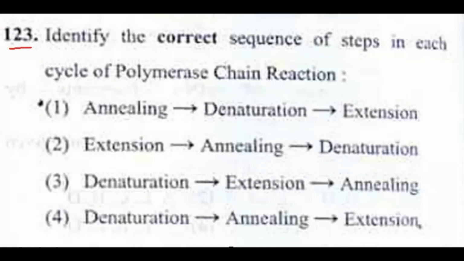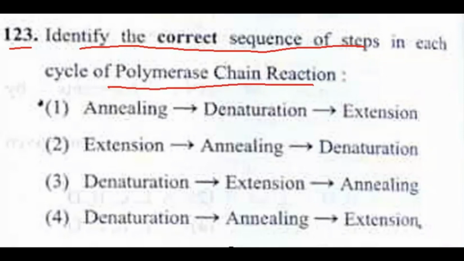Question number 123. Identify the correct sequence of steps in each cycle of polymerase chain reaction. Option 1, annealing, denaturation, extension. Option 2, extension first and then annealing and denaturation. Option 3, denaturation, extension, annealing. Option 4 is the answer. Denaturation should take place first, and then comes annealing with primer and all, and last is extension. Denaturation means separation of the two DNA fragments. So option 4 is the answer.